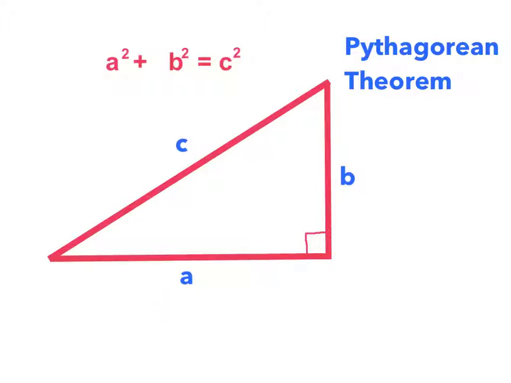Side A, B, and C. The Pythagorean theorem states that if you take the length of side A and square it, like this, and the length of side B and square it, and you add A squared plus B squared together, you end up with the square of the length of side C. So the Pythagorean theorem equation is simply A squared plus B squared equals C squared.